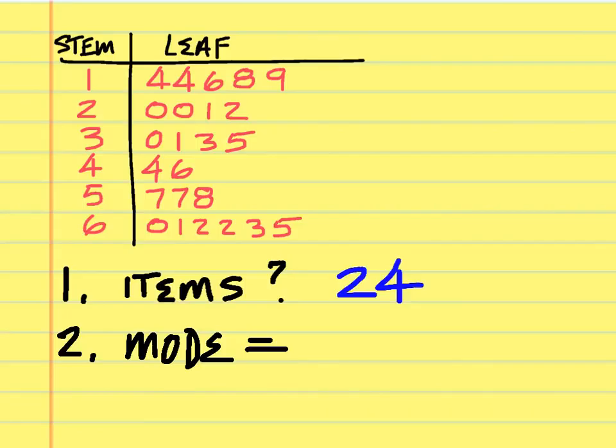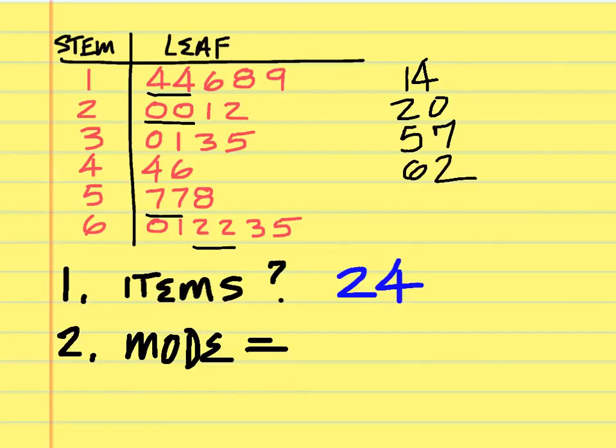So as I'm looking through here, I see that we have a pair of 14s. We have a pair of 20s. We have a pair of 55s. And we have a pair of 62s. Yeah, we have a pair of 57s. So your mode should be 14, 20, 57, 62. You must have all 4.